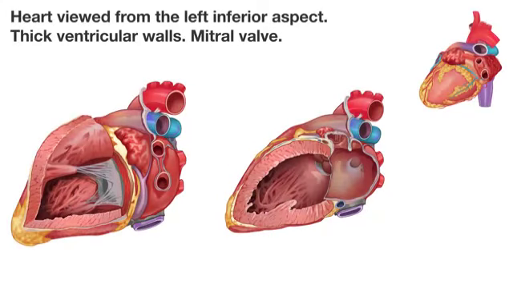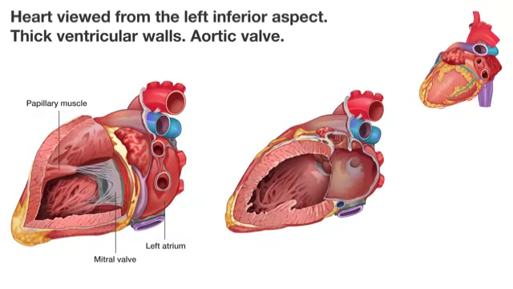This is a view of the interior of the heart from the left. We see the thick left ventricular walls. We see the mitral valve and its papillary muscles and chordae tendineae. The mitral valve connects the left atrium and left ventricle. On the right, the mitral valve has been removed and the left atrium exposed in order to get a better view of the aortic valve, which leads to the aorta and the systemic circulation.